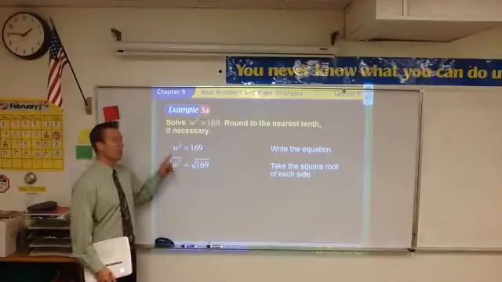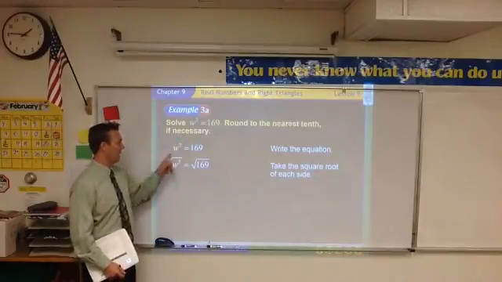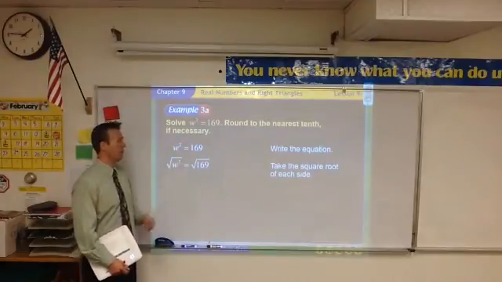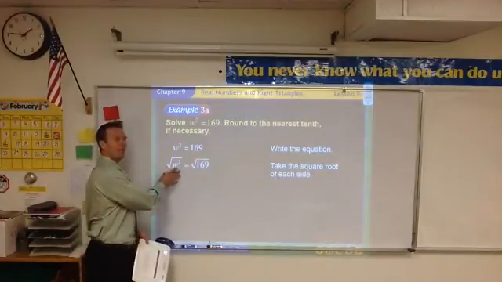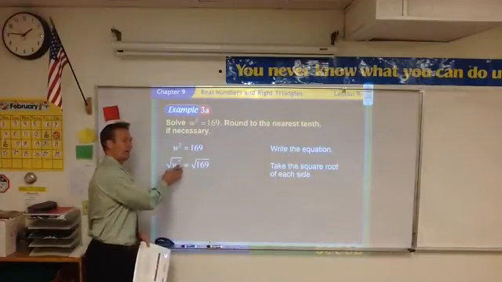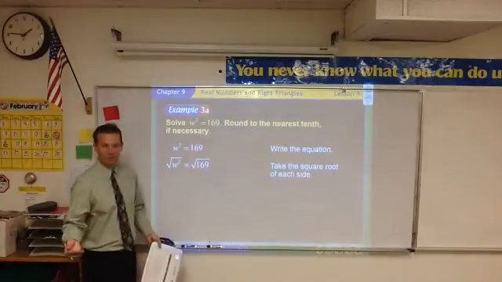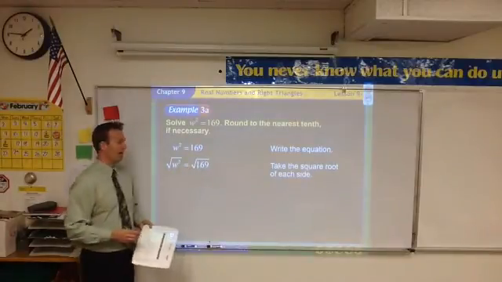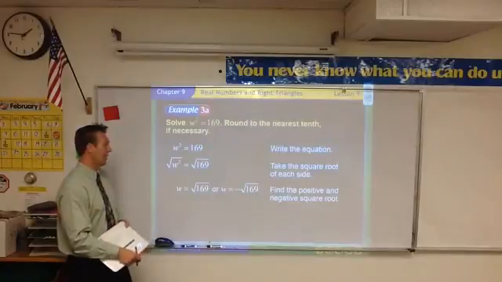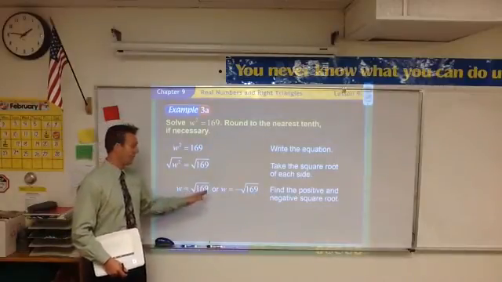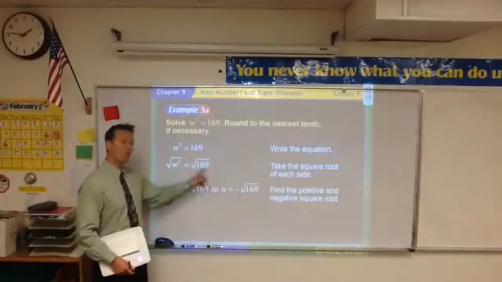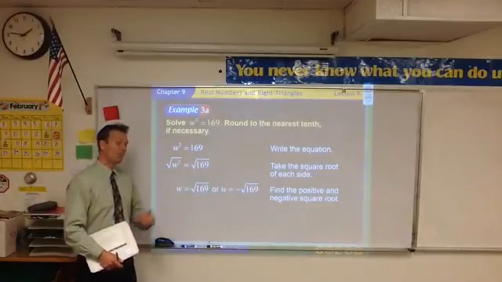Step 2 is put a square root sign over the w squared and over 169. Now, when you do a square root of a variable squared, the answer is always the variable w. And then find the square root of 169, we punch that into our calculator. Now remember, it could be a positive or it could be a negative. We don't know, so we have to find both of those answers.